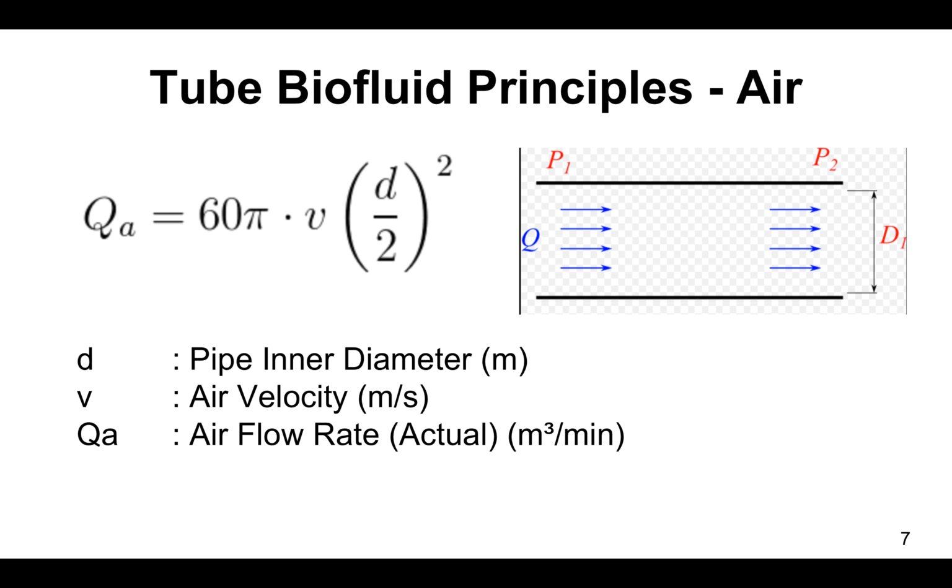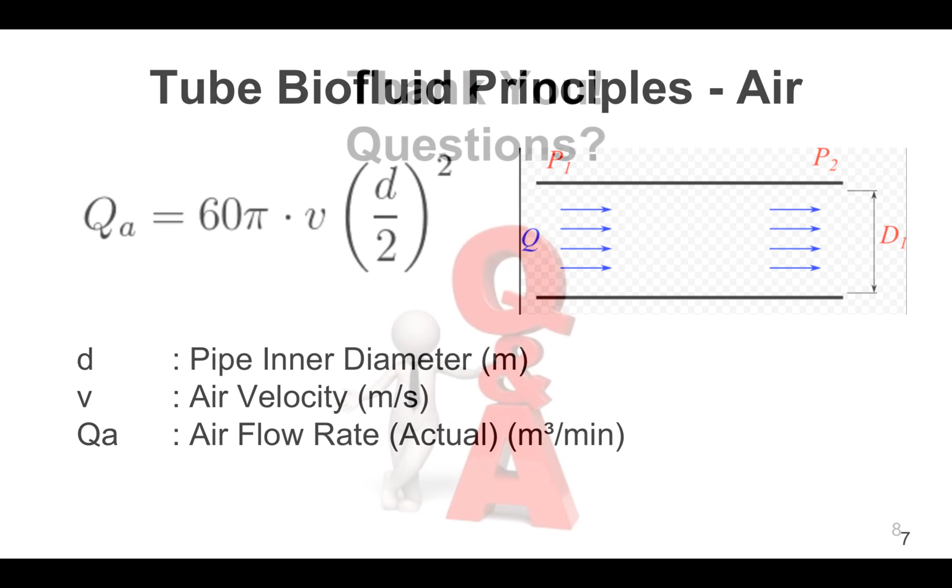The final and probably the most important fluid mechanism for the endotracheal tube is the flow of air within the tube itself. As you can see from the equation, QA stands for the air flow rate, pi is just pi, v is the velocity of air, and d is the inner diameter of the tube itself. And these are the major governing factors that influence the flow rate of air through the tube itself. For these patients, mostly it's being governed by the ventilator itself, and it's manually controlled.